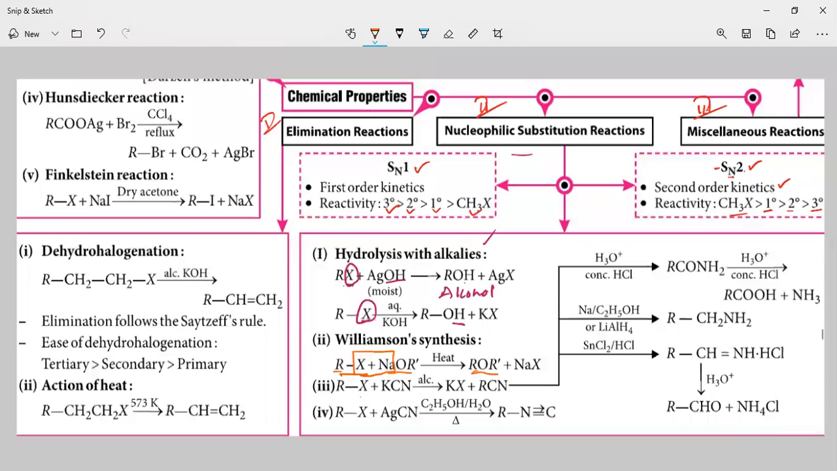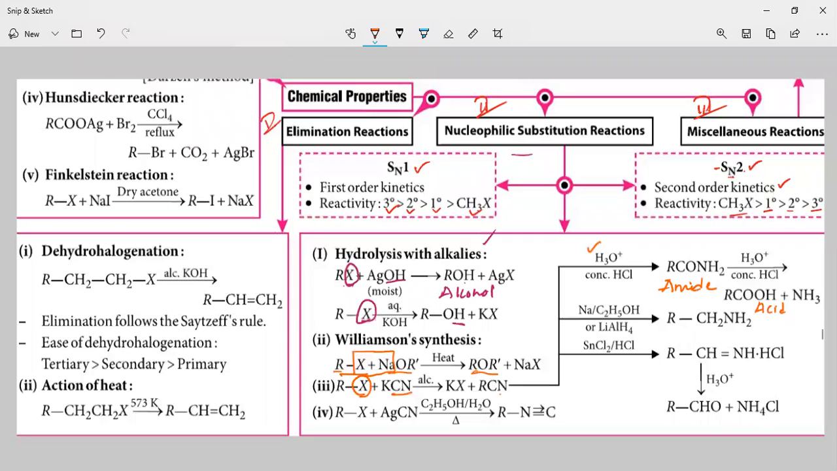Next, the third reaction under nucleophilic substitution reaction. When alkyl halide is treated with alcoholic KCN, you are going to get the halide of potassium and the nitrile, cyanides. These cyanides on hydrolysis give a compound called amide, RCONH2. Amide on hydrolysis gives acid.